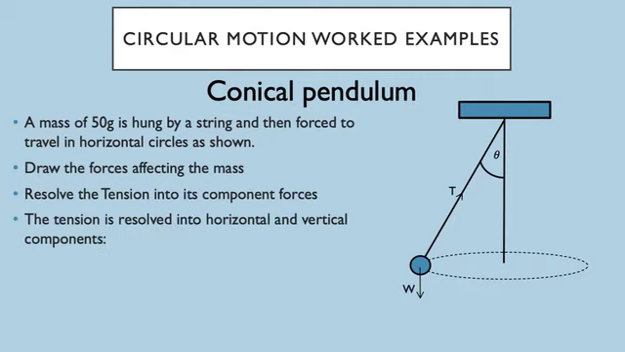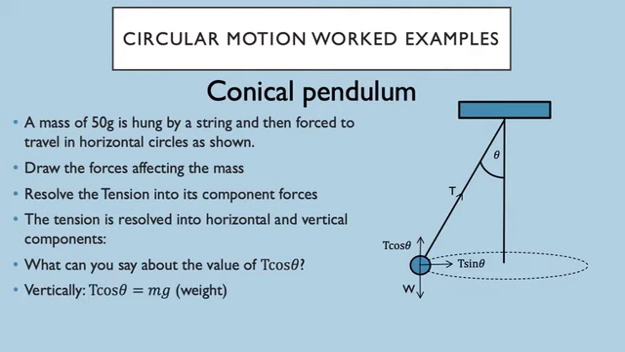So that's another question. So you might have something like we've just seen. The tension is resolved into horizontal and vertical components. What can you say about the value of T cos theta? So we've resolved into the horizontal component and the vertical component there. The horizontal component is T sin theta and the vertical component is T cos theta.